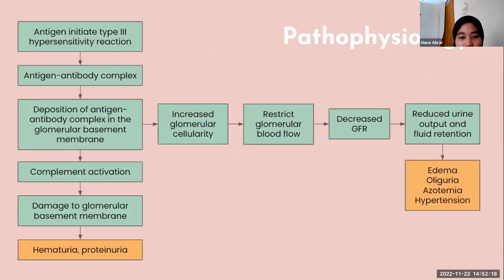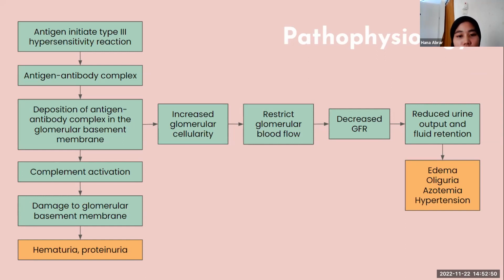And then pathophysiology, firstly, antigen. For example, a strain of group A beta hemolytic streptococcus will initiate a type 3 hypersensitivity reaction where immune complexes composed of antigen and antibodies are formed. These complexes will be carried by the bloodstream to the glomerulus and become trapped. They end up being deposited in the glomerular basement membrane. They will initiate an inflammatory reaction, which involves activation and deposition of complement and also inflammatory cytokines.